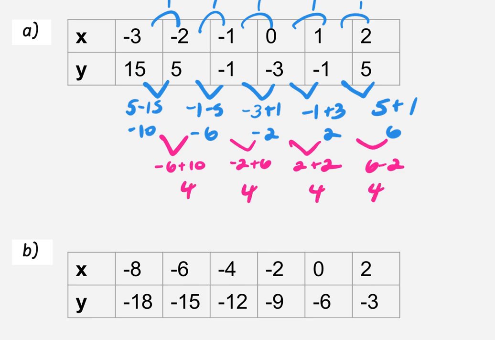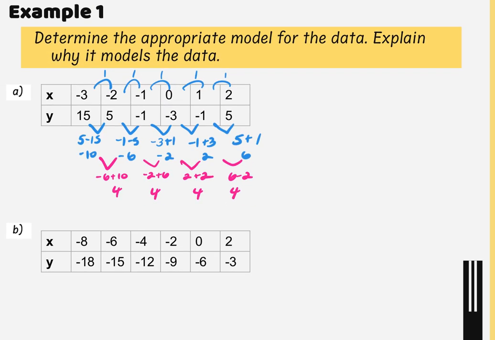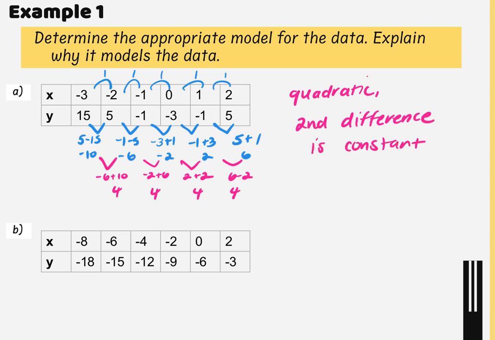Are those the same? Yes. So the best model for this would be quadratic because the second difference is constant. If it asked for the rate of change, well, the rate of change wouldn't be the same, but the rate of change of the rate of change would have been 4.